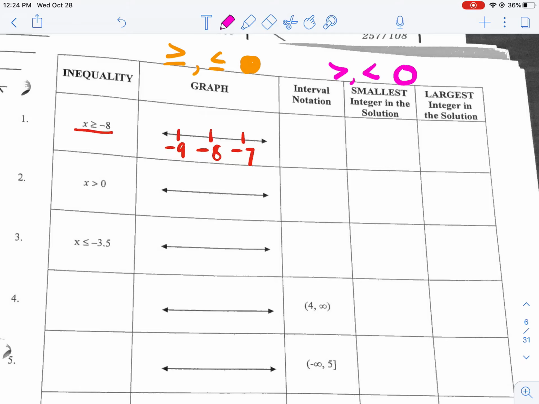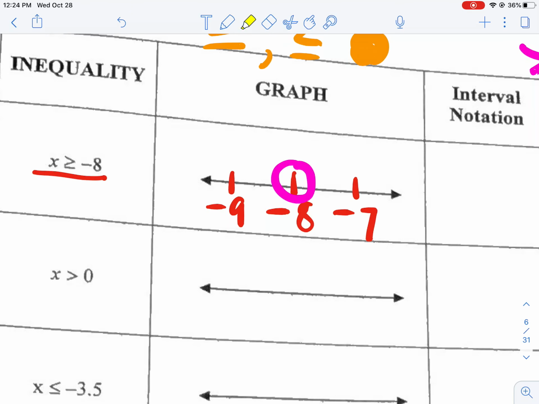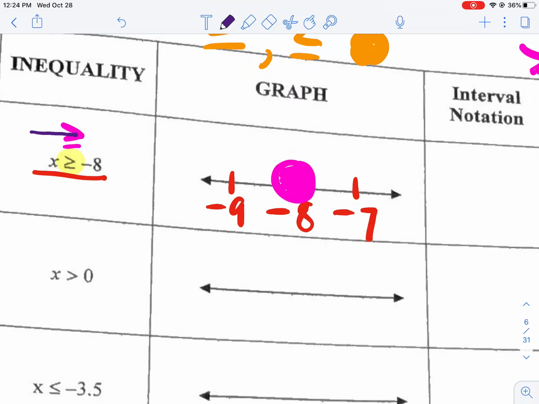So I'm going to start by going to -8. Since this has the equal to part on it, let me make it a little bigger. Right, this here is the equal to part. I'm going to fill this in. And then remember, this inequality is almost like an arrow telling you which way to go. We're going to go to the right. Okay?